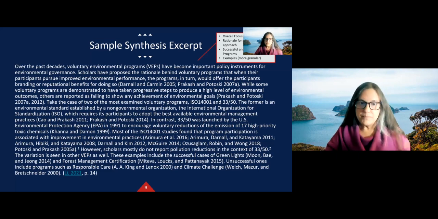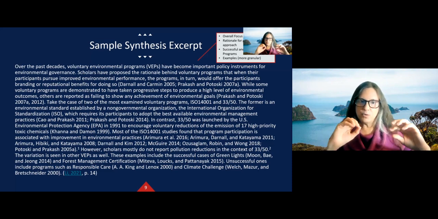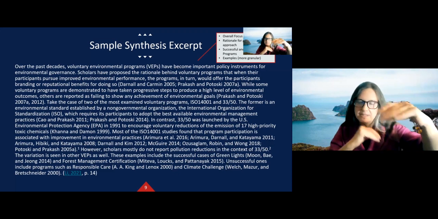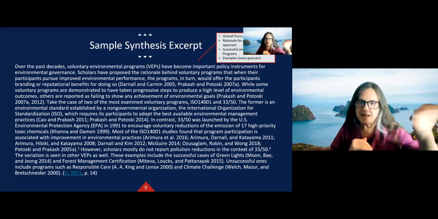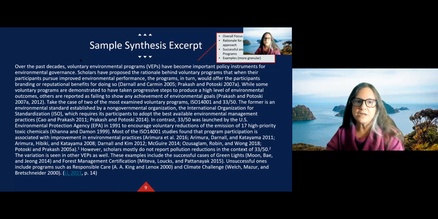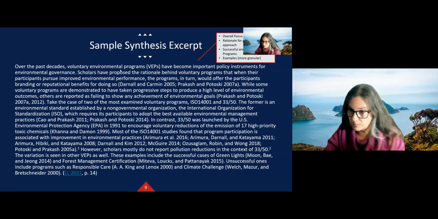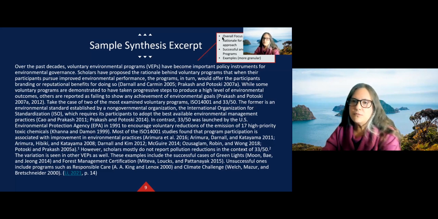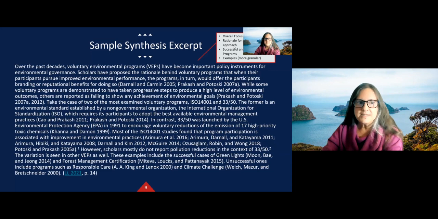It may also be one offshoot of a larger theme. And there might be several passages that have different aspects of that theme. Voluntary environmental programs is one aspect of that larger theme, which could be environmental programs and their effectiveness. We then move on to this stated rationale for general program approaches.